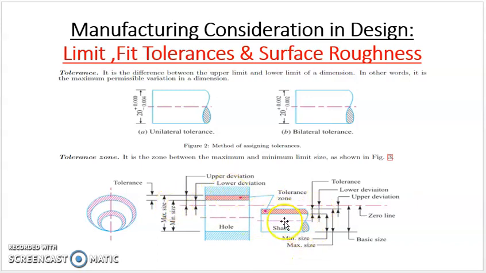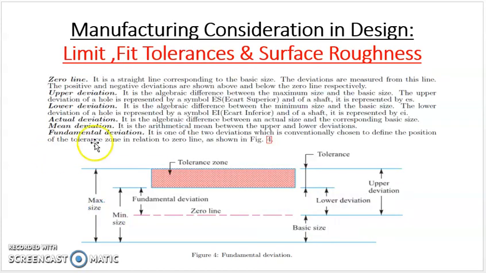Similarly, in the shaft you can enumerate what the lower deviation and upper deviation are in the mating parts. Okay, and this hatch part is also called the tolerance zone. Now, this is your broader picture of the tolerance zone. As you can see in the picture, this is the tolerance zone, this is the zero line, and this is called the fundamental deviation or lower deviation.